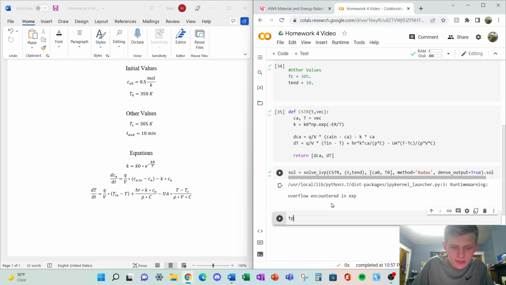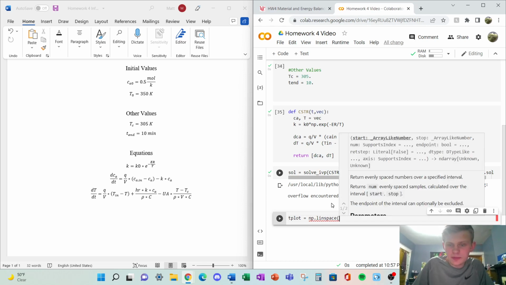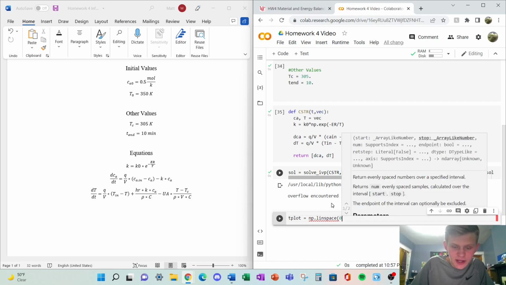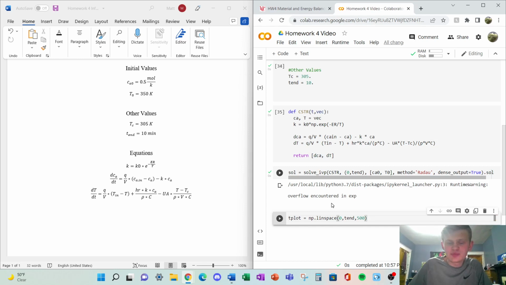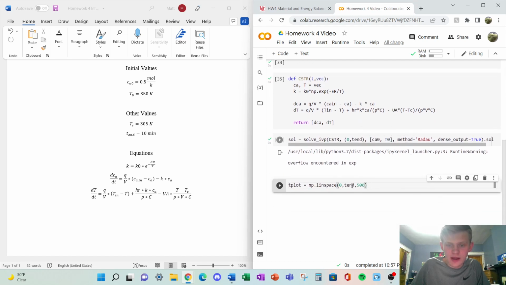So we're just going to name a variable called tplot, and that is going to be equal to a space of points, our numpy linspace. It's going to start at 0, go to our ending point, and then go for 500 points, because we want a good solid line that's going to appear on both of our graphs.